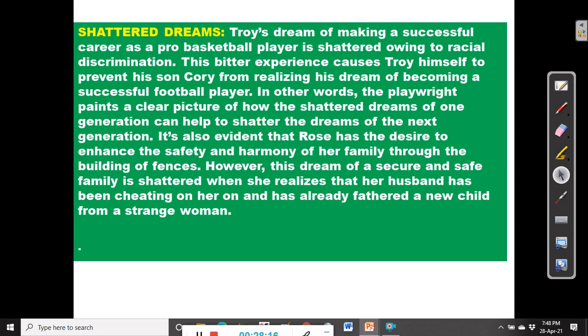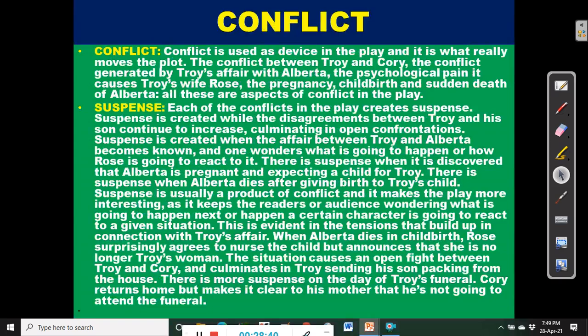It is also evident that Rose has the desire to enhance the safety and harmony of her family through the building of fences. However, this dream of a secure and safe family is shattered when she realizes that her husband has been cheating on her and has already fathered a new child from a strange woman. So shattered dreams all the way.